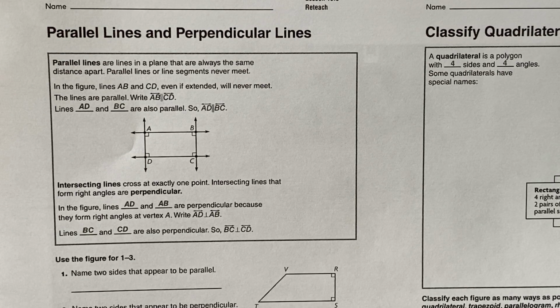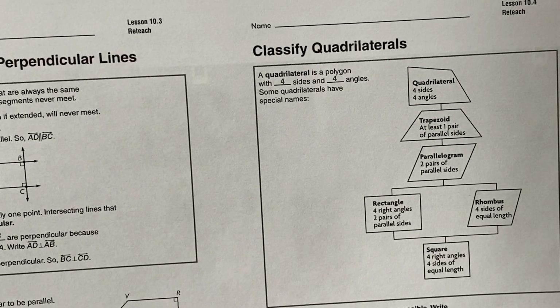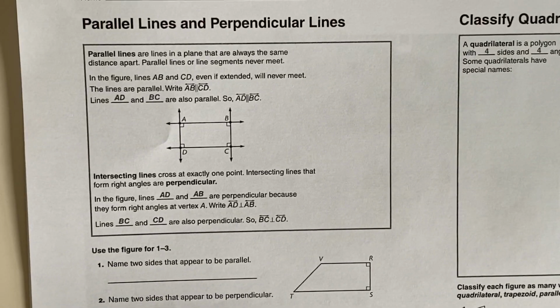Hi friends, this is Miss Higgins going through the first math lesson for the 4th grade packet. This is parallel lines and perpendicular lines, as well as classify quadrilaterals. So first we'll do the lines.